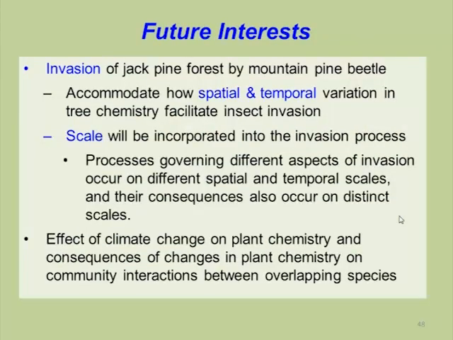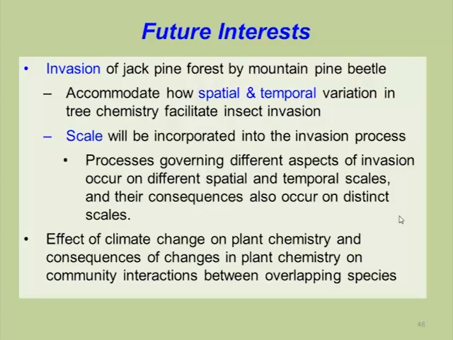So where I'm going from these studies, I'm going to continue to focus on this invasion dynamics, but I'm going to extend it more. I'm going to accommodate the spatial and temporal variation in tree chemistry. Tree chemistry changes from morning to evening. Tree chemistry changes from the north aspect versus south aspect. It's very, very dynamic.